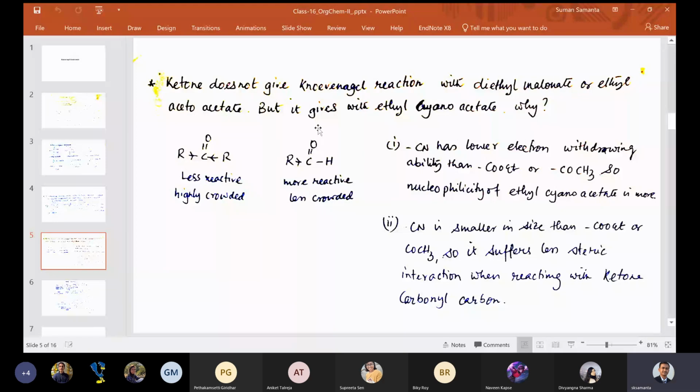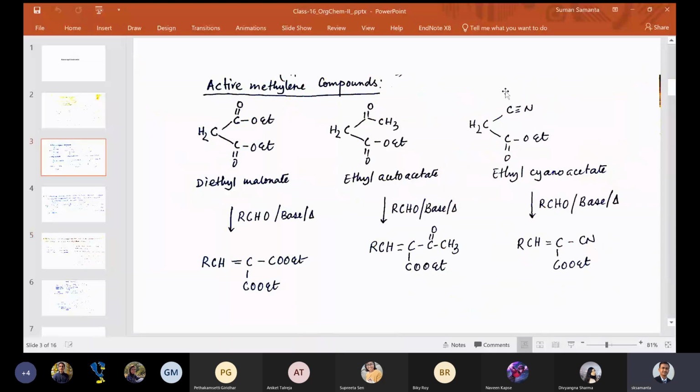Okay, now let's look at the other side, that is your diethyl malonate or ethyl acetoacetate. So what is the difference between these two and ethyl cyanoacetate? The difference is the cyanide group. Cyanoacetate means one side CN and the other side COOEt, ethyl cyanoacetate. This cyanide is comparatively a weaker electron withdrawing group compared to the acetyl or the COOEt group.